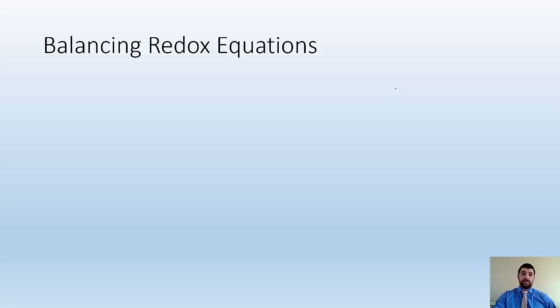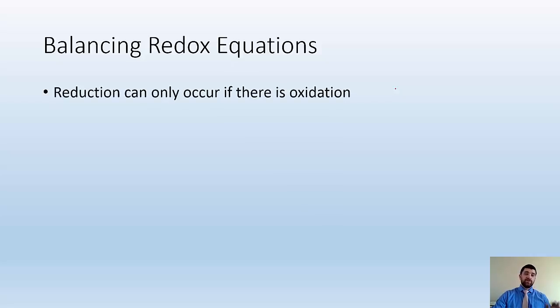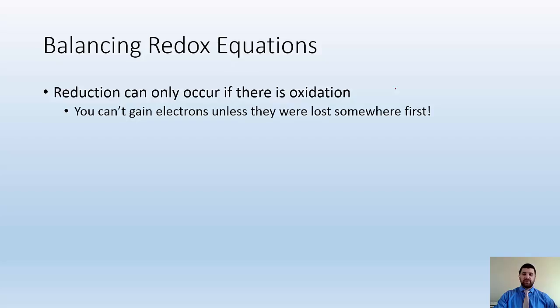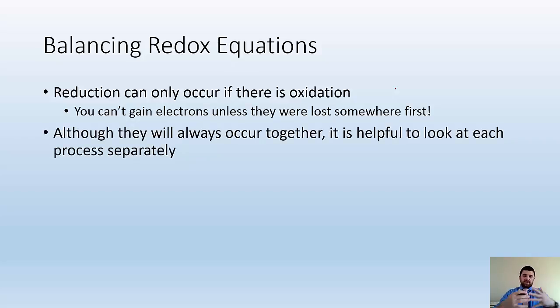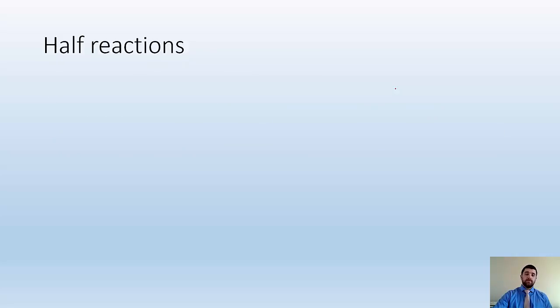So, balancing redox equations. Reduction can only occur if there's oxidation. So these two processes are paired together. They're forever entwined. You can't gain electrons unless they were lost somewhere first. Although they will always happen together, we're going to look at them separately because it's going to be helpful to do so. So we have these things called half reactions.